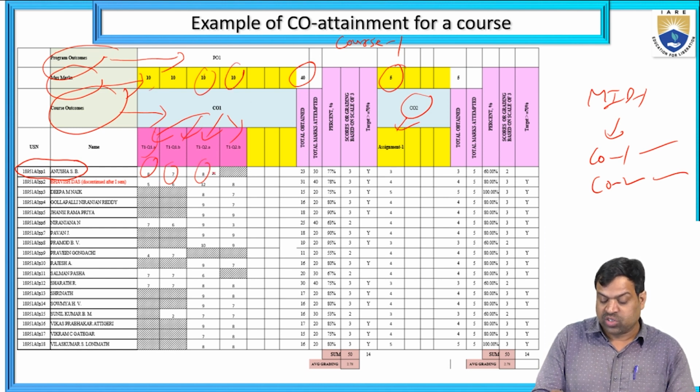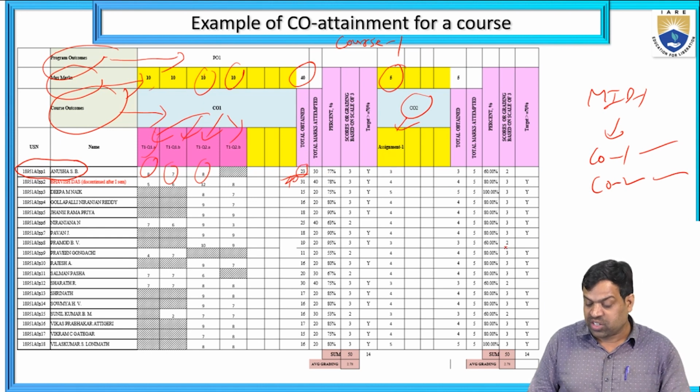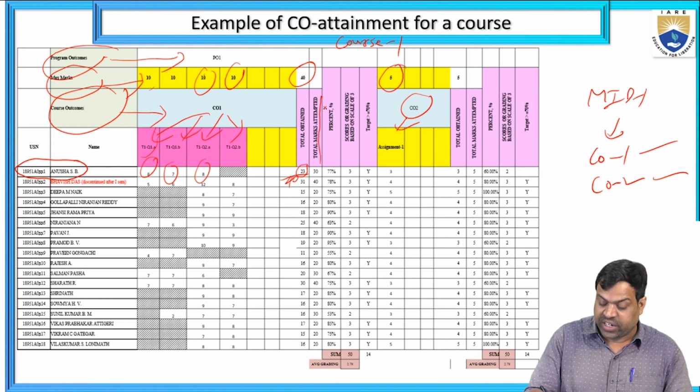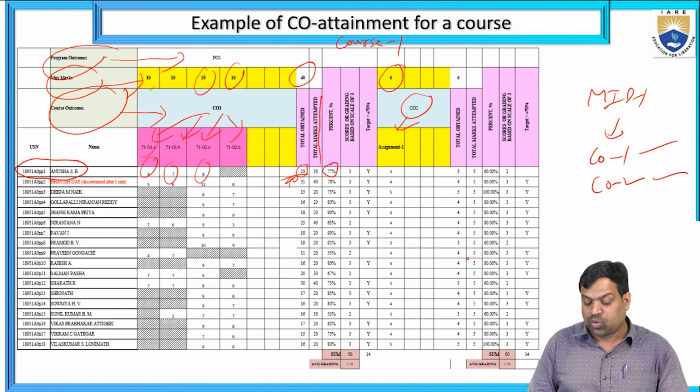Here one is not attempted, so 3 questions are attempted. How many marks did they get? Total 8 plus 8, 16, plus 7, 23 marks. Out of how many? 40. So 23 by 40 is the total marks attained. The assignment marks are also important. So here the total marks attended are 30. What is the percentage? 77%. So 23 by 30, 77%.